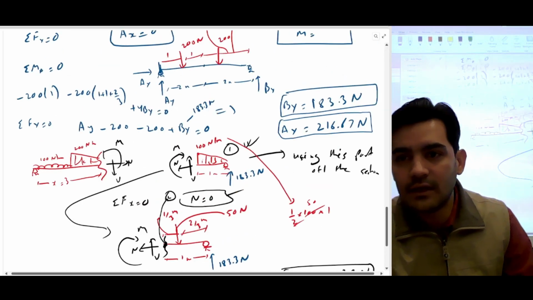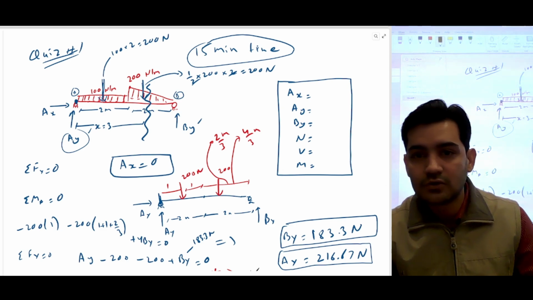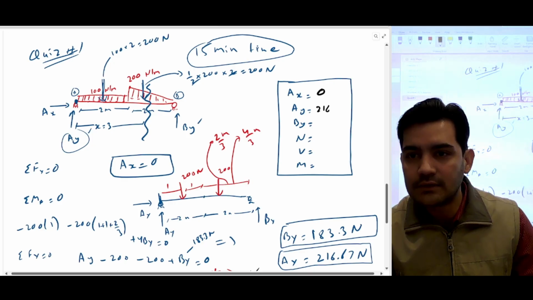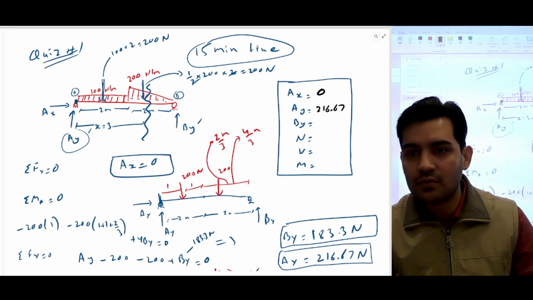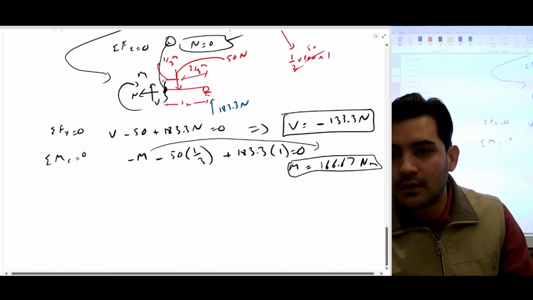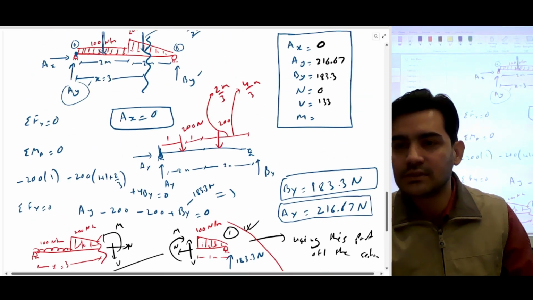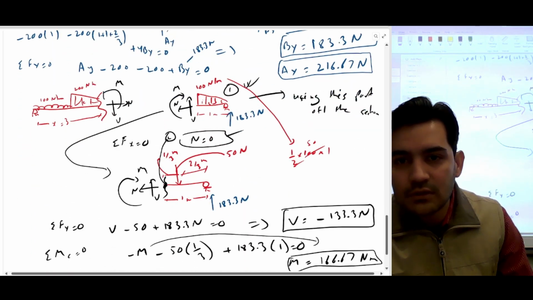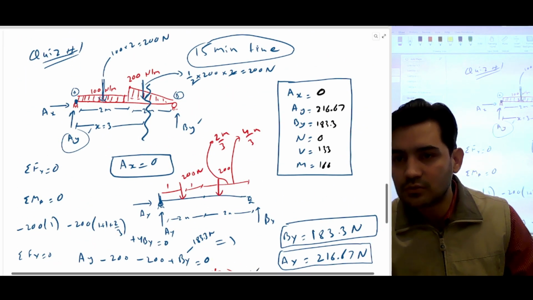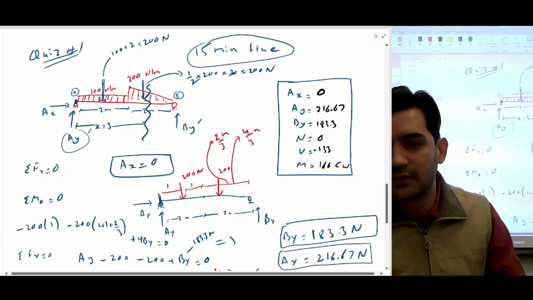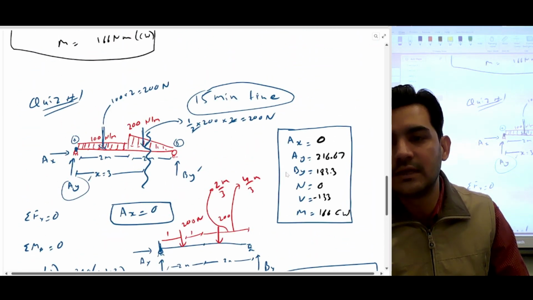So the final answer. A of x is 0, A of y is 216.67, B of y is 183.3, this is 0, this is 133, and this is 166, and you can say this moment was clockwise. So this was a clockwise moment, and the force you can put negative. So that's the result I'm looking for.